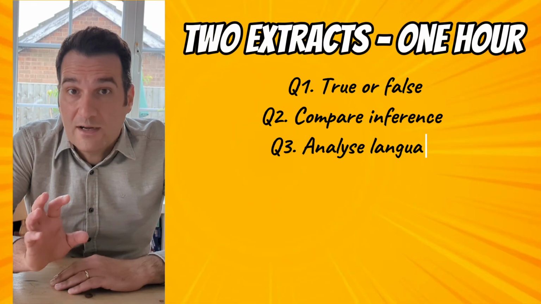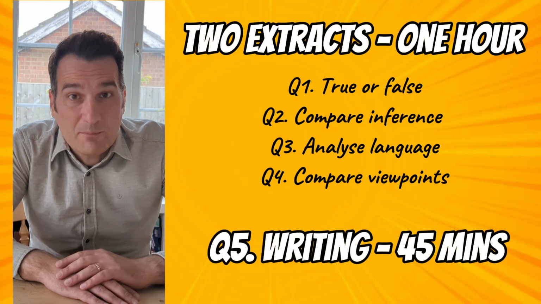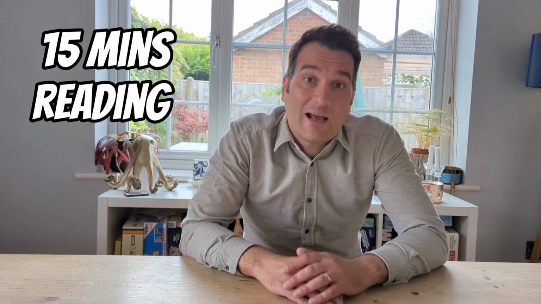You've got a reading section for an hour, which is comparing two sources, and then a writing section, which is persuasive writing for 45 minutes. You want to spend about 1 minute per mark on each of these sections. Now, the first thing you're going to do is spend about 15 minutes reading and annotating the sources. I'm going to give you a method here that is going to absolutely revolutionise how you do this paper.